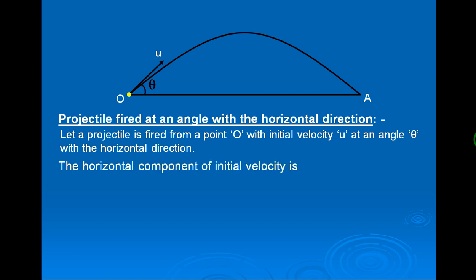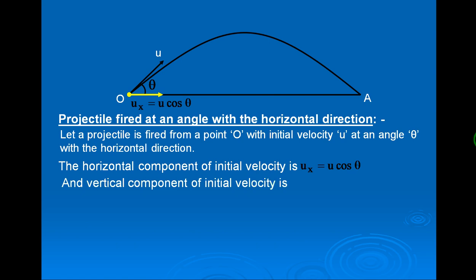The horizontal component of initial velocity is ux equal to u cos theta. This is the horizontal component, ux is equal to u cos theta, and the vertical component of initial velocity is uy equal to u sin theta. This is the vertical component, uy is equal to u sin theta.